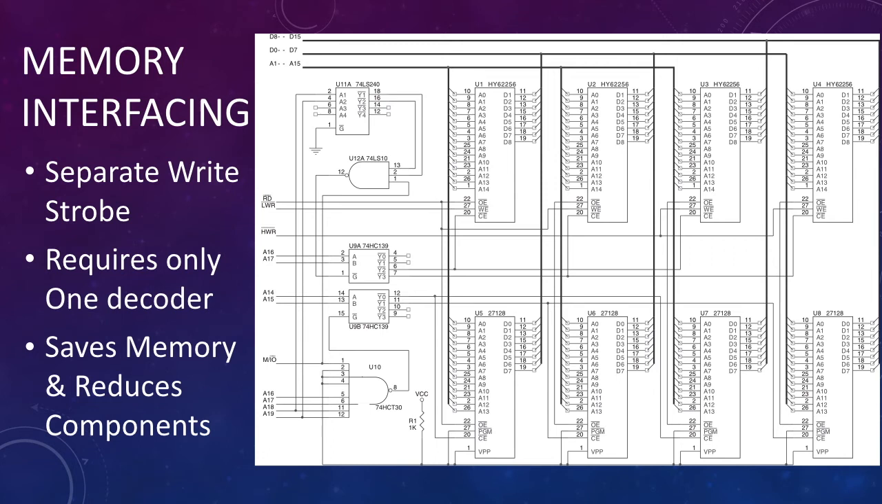A separate read strobe is not required to be generated, as it is usually unnecessary because the microprocessor reads only the byte of data that it needs at any given time. This was about even and odd addressing, which is used in 8086.